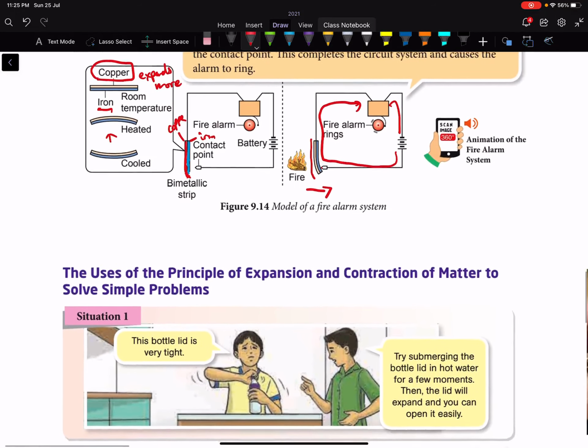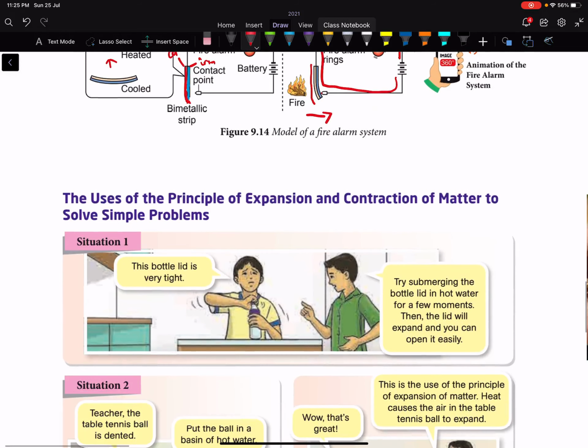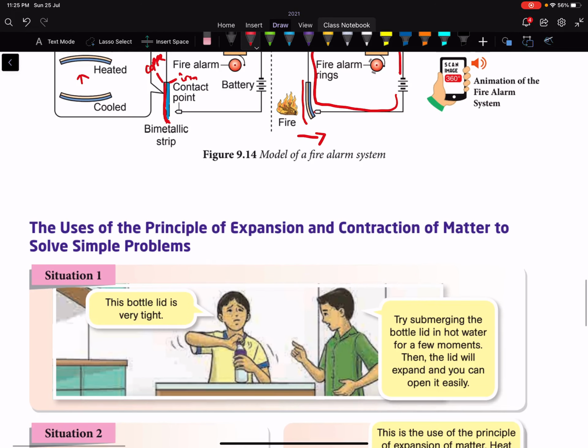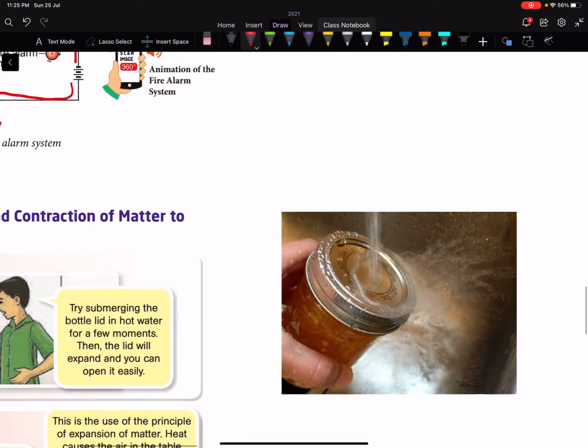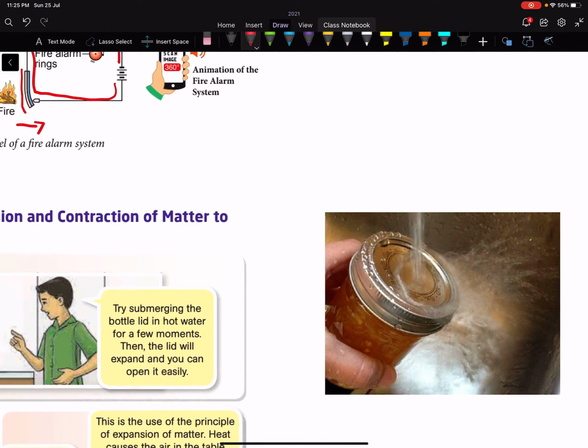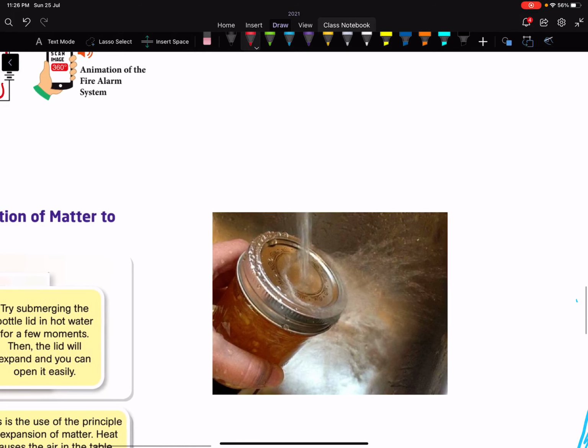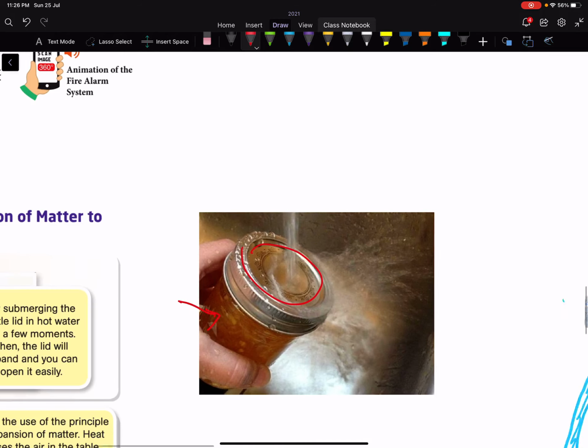Right? So, what are the uses of this principle of expansion and contraction of matter? Very easy. Sometimes, remember, if your bottle is too tight, what can you do? You can actually submerge the bottle lid, especially if it's a metal bottle, like for example your chili or your tomato sauce. Okay, try submerging the bottle lid in hot water for a few moments. Alright, another thing is, if you have running hot water, you can actually run hot water over the lid here. Make sure you don't get the container hot, otherwise the container will also expand.